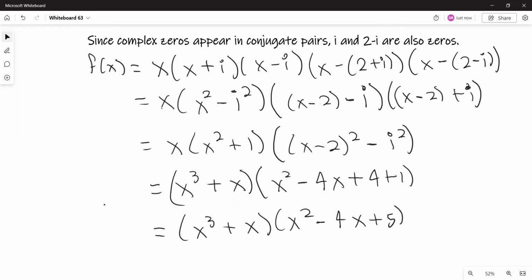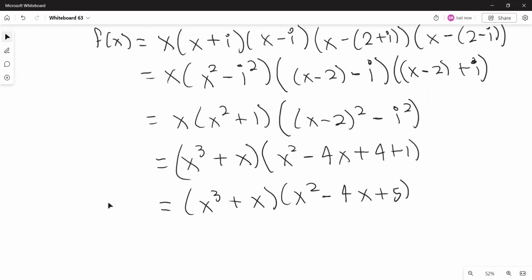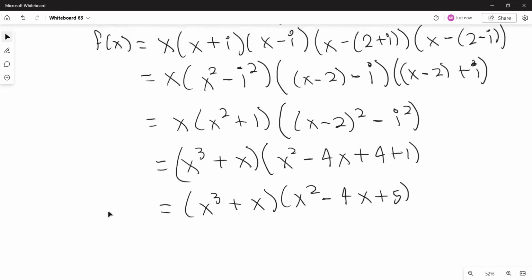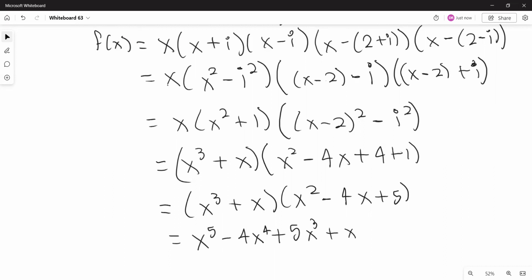So last step, we're going to distribute the x cubed and the x and combine like terms. Okay, so distribute x cubed. That's going to be x cubed times x squared, and then minus 4x, so that's going to be minus 4x to the fourth, and plus 5x cubed. And then x times x squared, minus 4x squared, plus 5x.